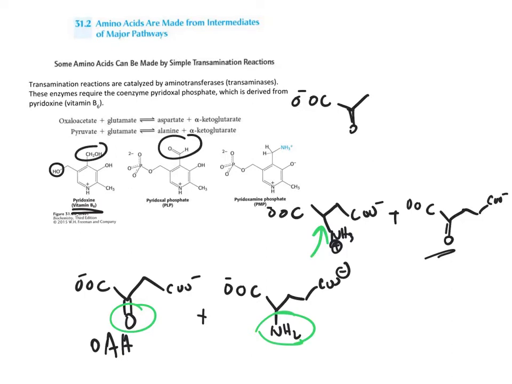So if we instead did this with pyruvate here, this is going to go to alanine, and then the glutamate here would again go to alpha-ketoglutarate here. So it's a way of transferring an amine from one position and replacing a ketone with it. Okay.